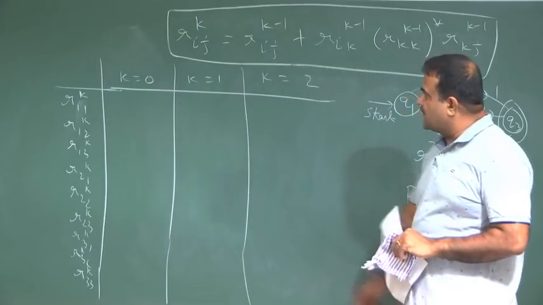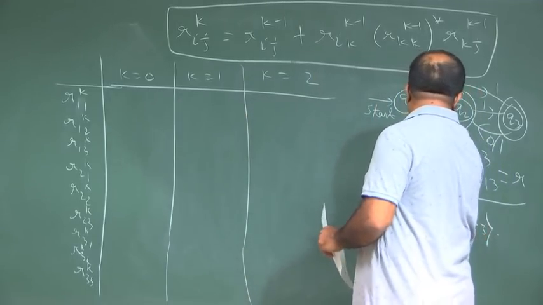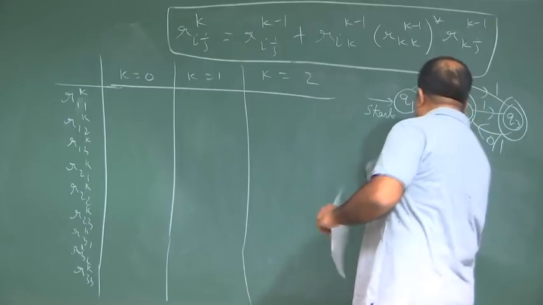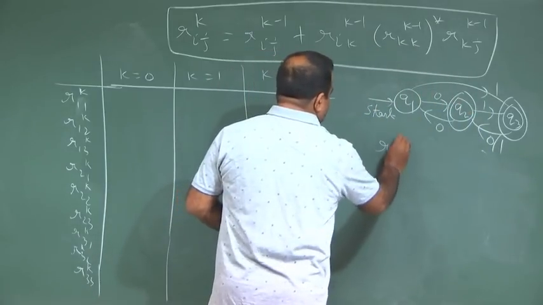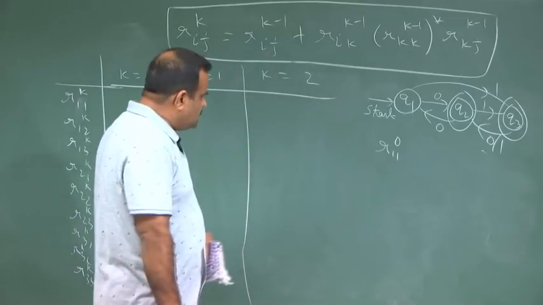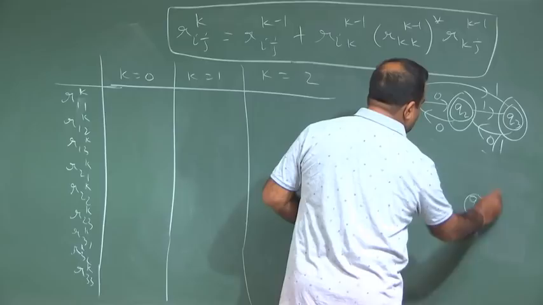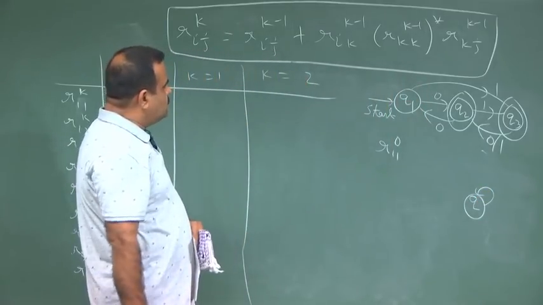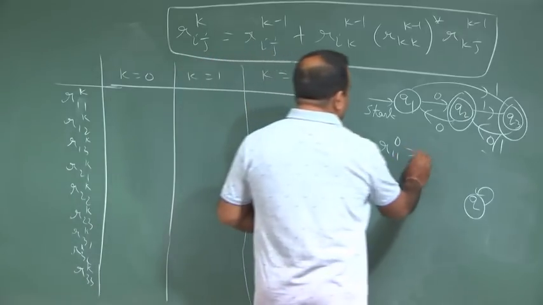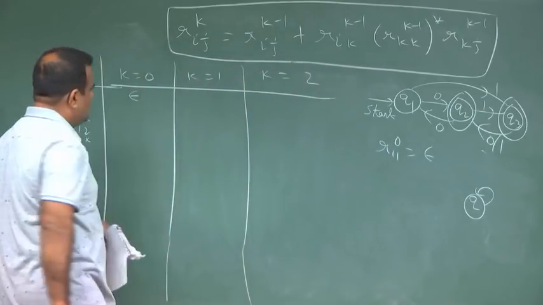Now, for k is equal to 0, this is R 1 1 k. So, what is R 1 1 0? R 1 1 0 means we are at Q 1. Is there any self loop over here? There is no self loop, so it will be just epsilon. So this is just epsilon.